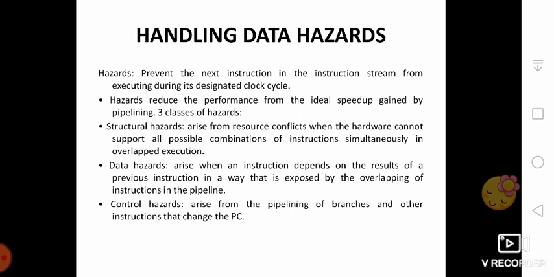Structural hazards arise from resource conflicts when the hardware cannot support all the possible combinations of instructions simultaneously in overlapping execution. Data hazards arise when an instruction depends on the result of a previous instruction, in a way that is exposed by the overlapping of instructions in the pipeline. Control hazards arise from the pipelining of branches and other instructions that change the PC.